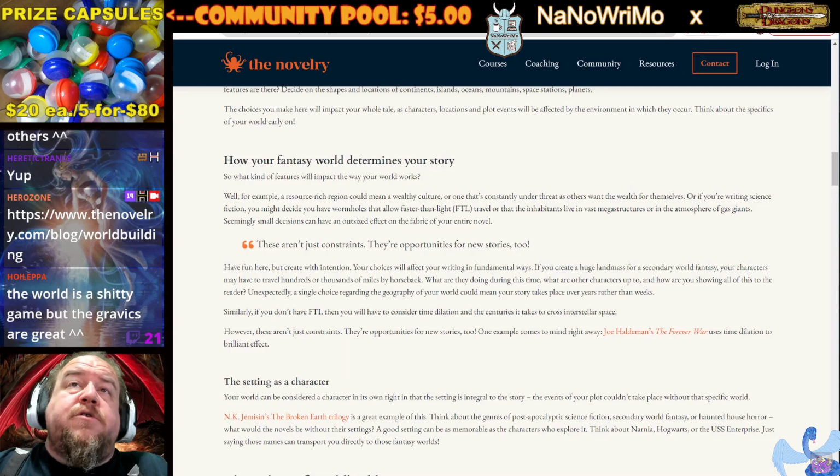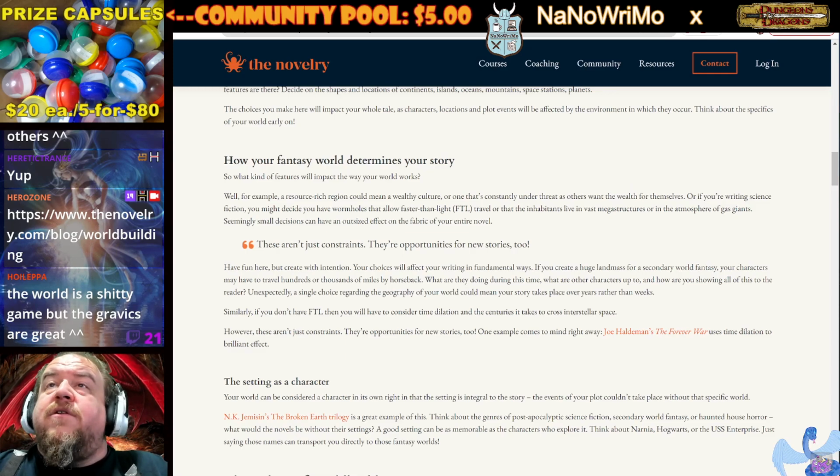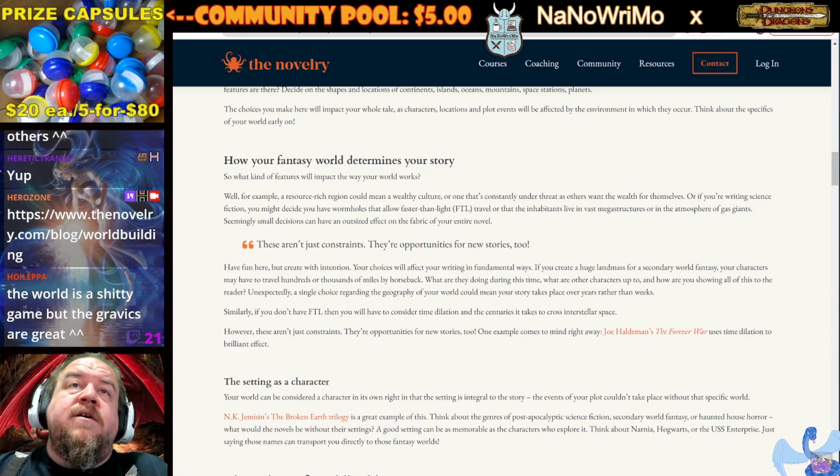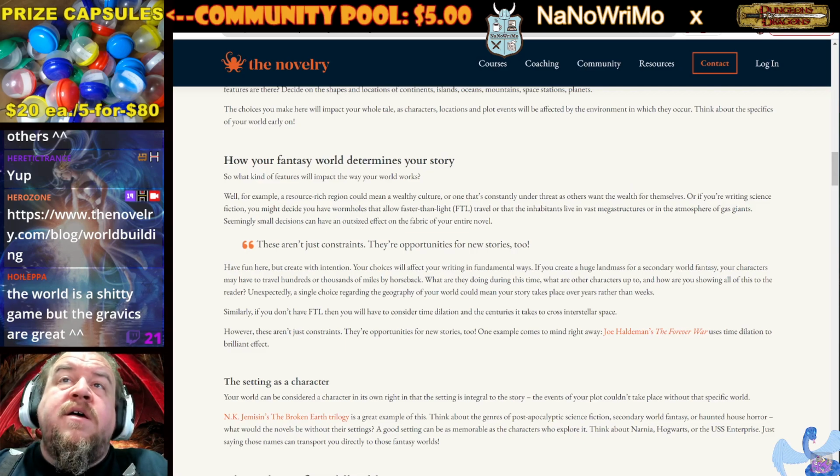Well, for example, a resource-rich region could mean a wealthy culture, or one that's constantly under threat as others want the wealth for themselves. Or, if you're writing science fiction, you might decide you have wormholes that allow faster than light travel, or that the inhabitants live in vast megastructures or in the atmosphere of gas giants. Seemingly small decisions can have an outsized effect on the fabric of your entire novel. These aren't just constraints, they're opportunities for new stories too. Have fun here, but create with intention. Your choices will affect your writing in fundamental ways.